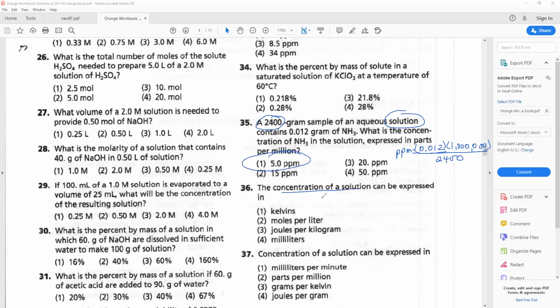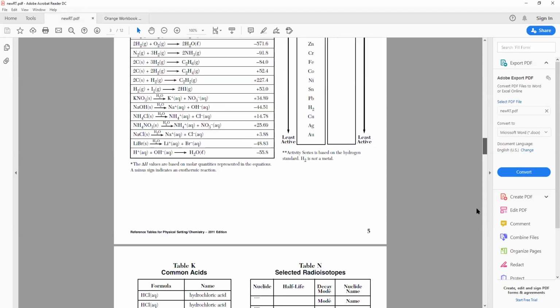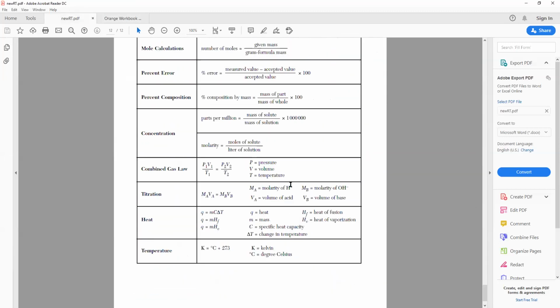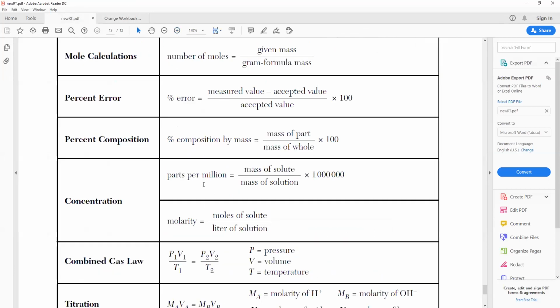Number 36, the concentration of the solution is expressed in, we're going to see concentration of the solution. They're looking for units. If we ever forget, let's go to our table T. So we're going to see concentration. It can be either parts per million or molarity, or what's molarity? Moles over liters, or mass of solute times a million over mass of solution.